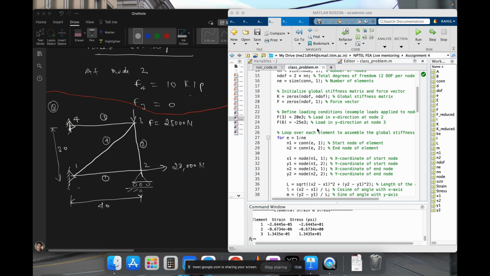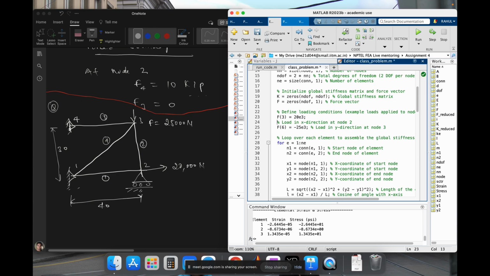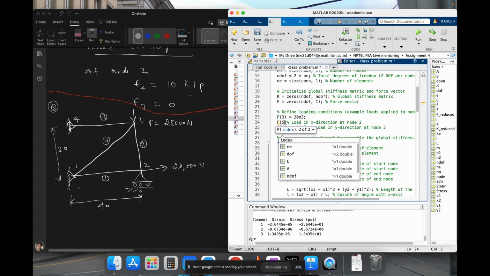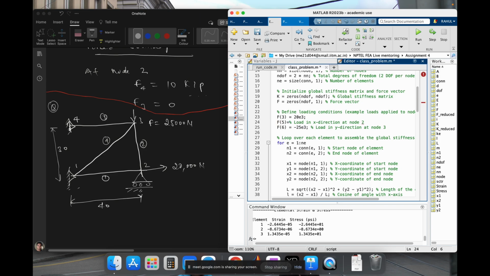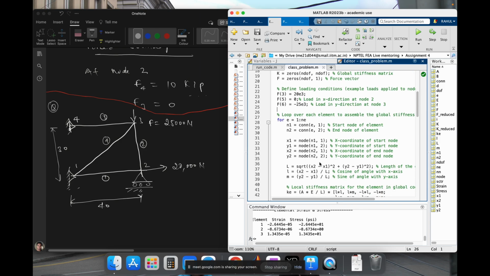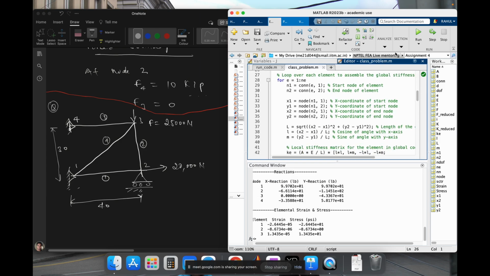Here, if it is not given, then we can also write F5 is 0. Okay, F5 is 0, but F6 is 25,000, which we can write as minus 25E3. Okay, so everything is correct now. Now I can run this code.